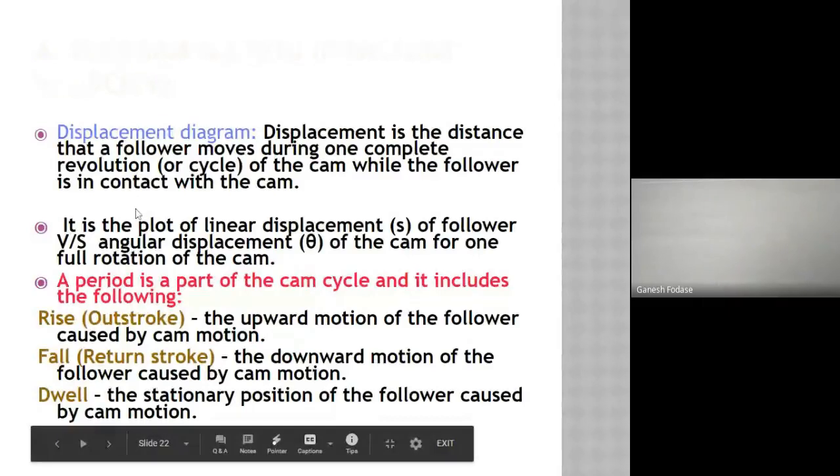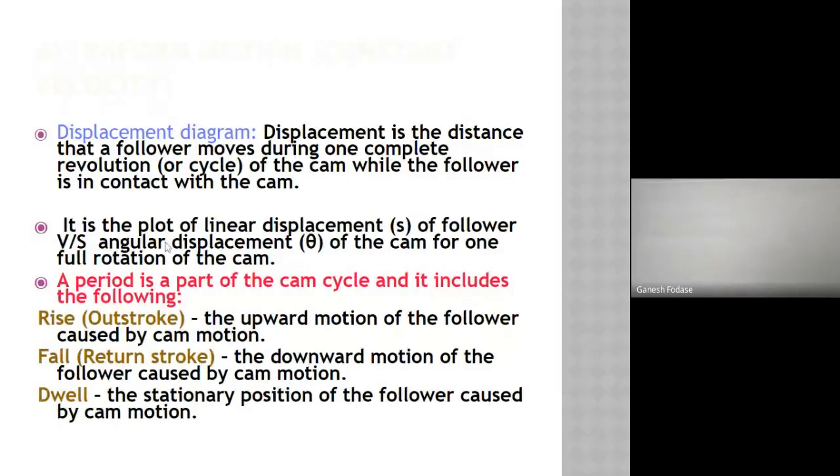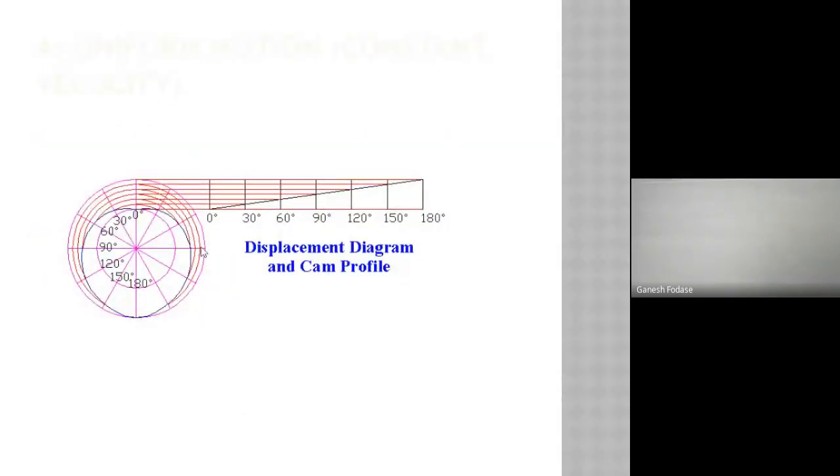So I just told you what a displacement diagram is and why it is essential. I repeat, a displacement diagram is essential to understand how the displacement of the follower will be with respect to the cam displacement or angular motion of the cam. And from the displacement diagram, we will be able to trace out velocity and acceleration curves. So the first step is to study the displacement diagram.